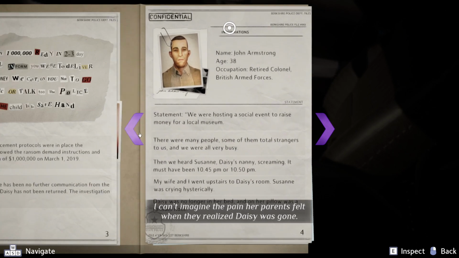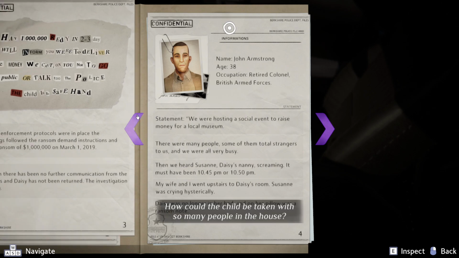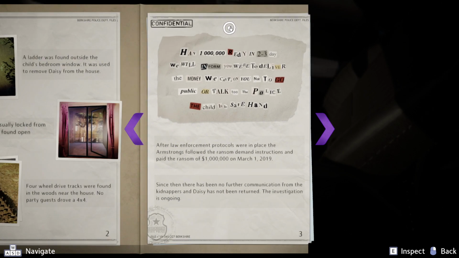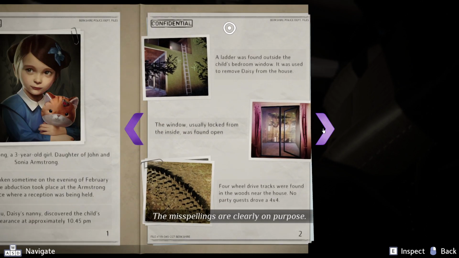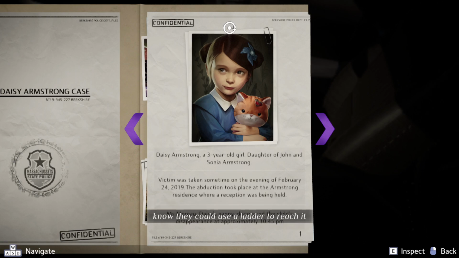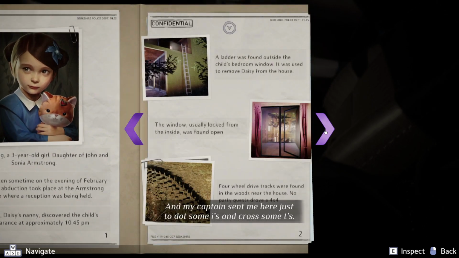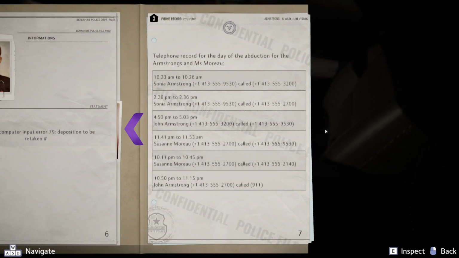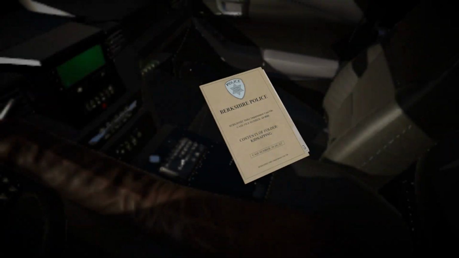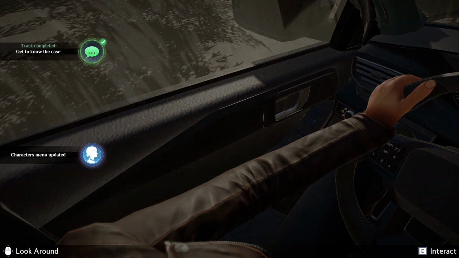I can't imagine the pain her parents felt when they realized Daisy was gone. How are they going to feel when they realize I have no answers for them? Only more questions. How could the child be taken with so many people in the house? Yep. The misspellings are clearly on purpose, and they didn't return the child when the ransom was paid. The crime was audacious. How could the kidnapper know which was the window of Daisy's room? The investigation is now part of a pile of investigations, and my captain sent me here just to dot some I's and cross some T's. Okay, that's interesting.